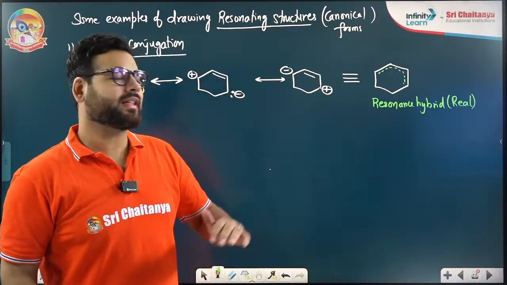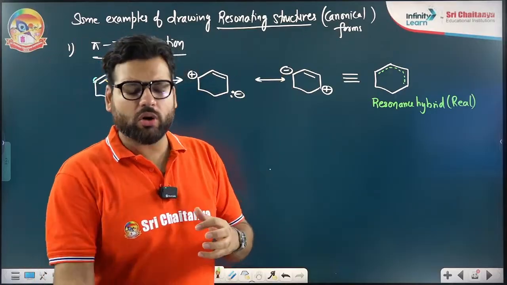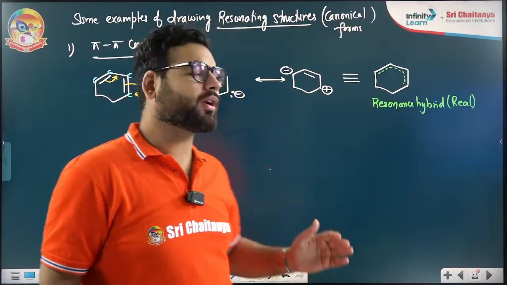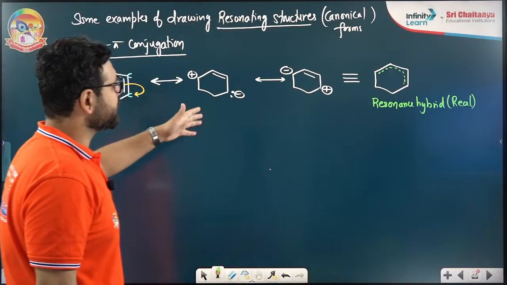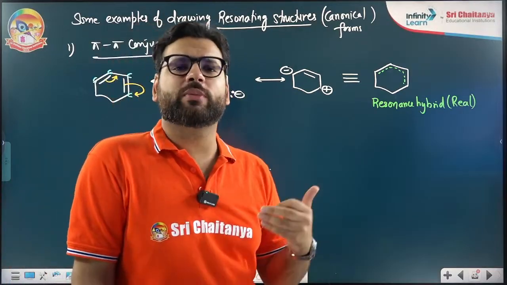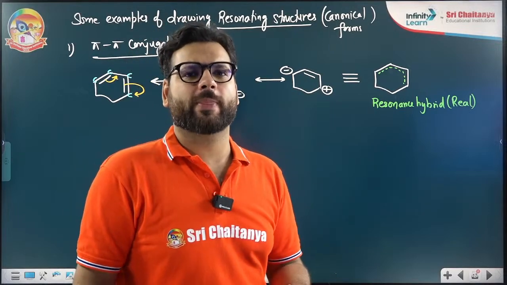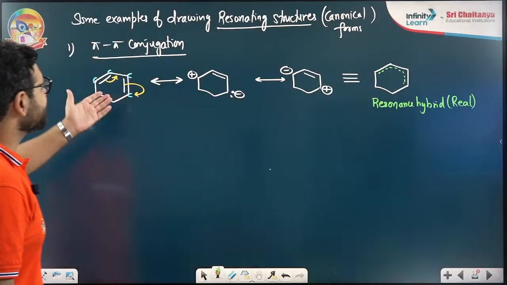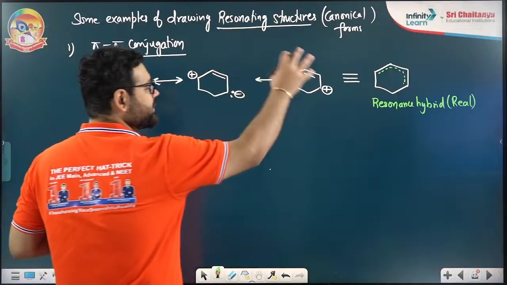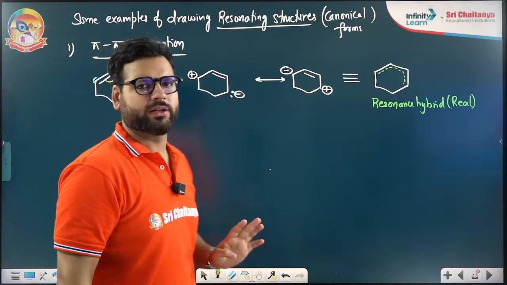Obviously, the pi bonds will not be equally distributed because these resonating structures do not equally contribute to the final average. It's not like this is 33%, this is 33%, this is 33%. No, the contribution from the resonating structures is not equal. They are according to their stability. You will see after some time that this is more stable as compared to these two structures. So your resonance hybrid will look 80% like this, and only 20% like this.